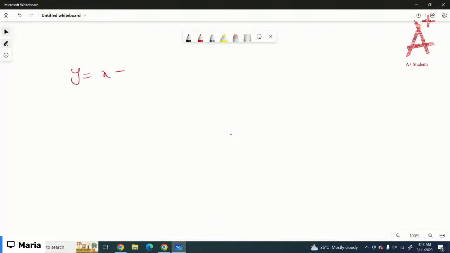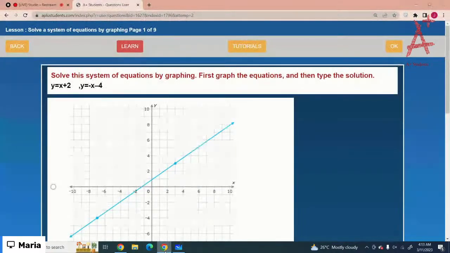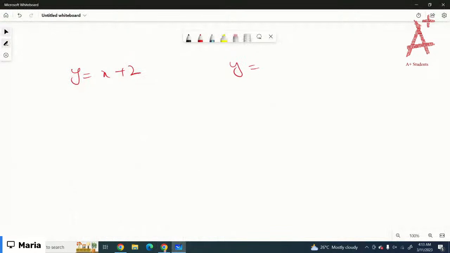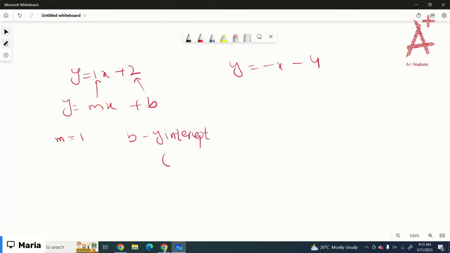y equals x plus 2 and y equals negative x minus 4. So equate both the equations with y equals mx plus b. Got it? M is the slope. Here the slope is 1. B is the y-intercept. The y-intercept is the point where the graph is touching the y-axis. That means x is 0 and y is 2. Because it is touching the y-axis, it would be 0 and 2.